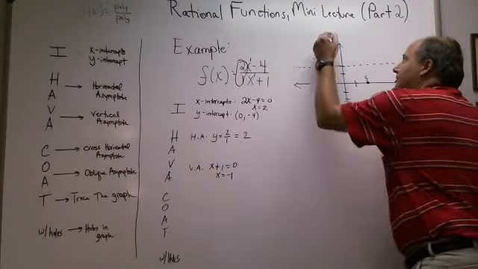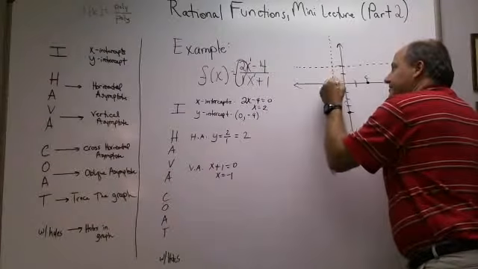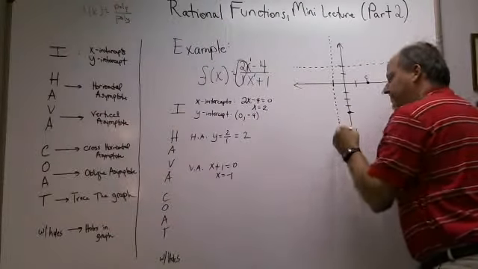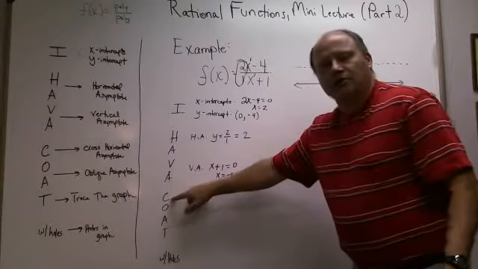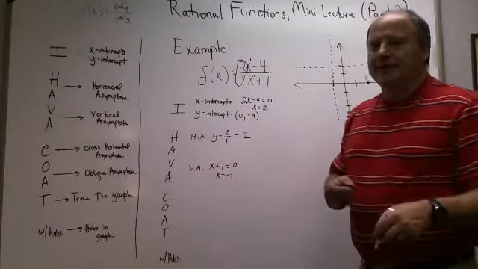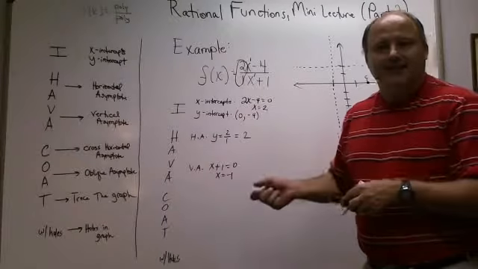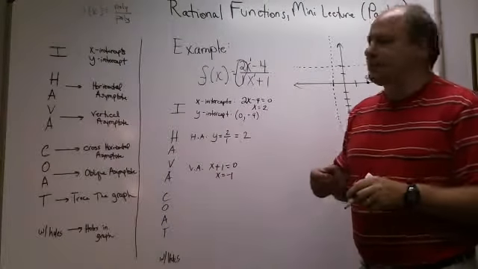So there's a vertical dotted line right through there. So now, does it cross the horizontal asymptote? Well, let me give you a little bit of experience advice. It's just based on experience.